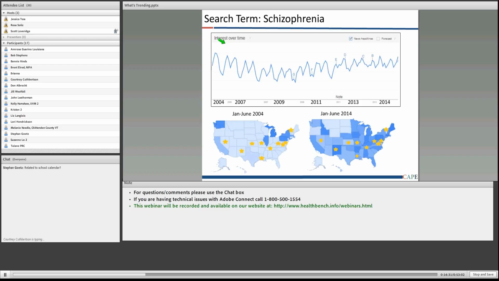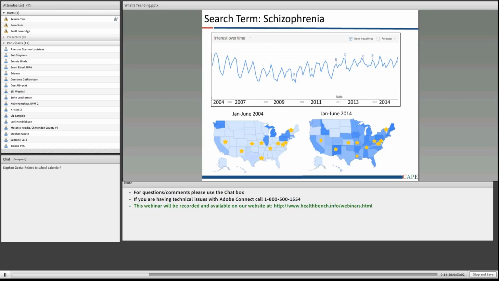there are experts on the line in the participant list that may have some insights. And Stefan's thinking maybe it's the school calendar. Certainly, those kinds of things are also present in this data, and that might help communities think about when to approach certain topics that they identify as priorities.